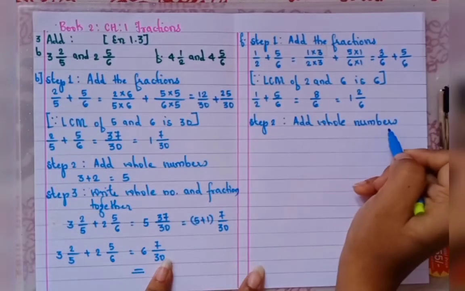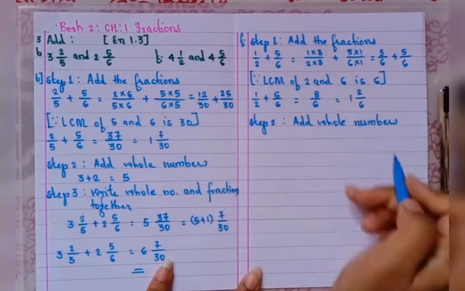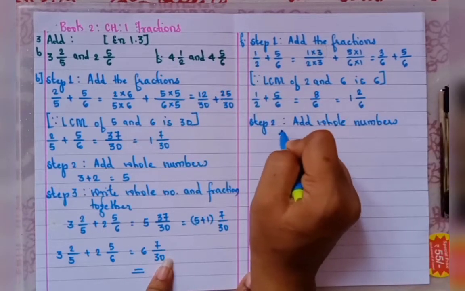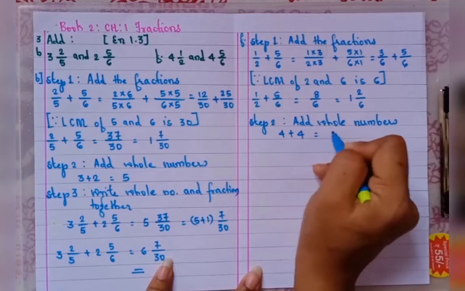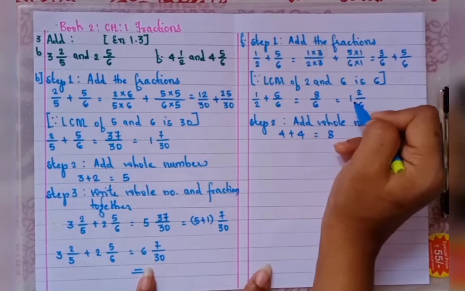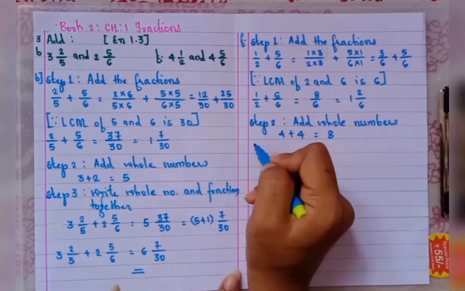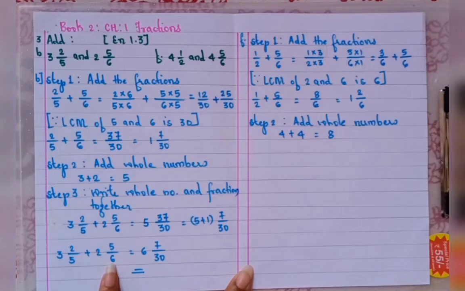Now if you see, children, the whole numbers are 4 and 4, isn't it? So let's add the whole numbers: 4 plus 4 equals 8. You can add this whole number also, but that will confuse you, so I'll write up to here only. I'll follow the same procedure. Now step 3. Write whole number and fractional part together.